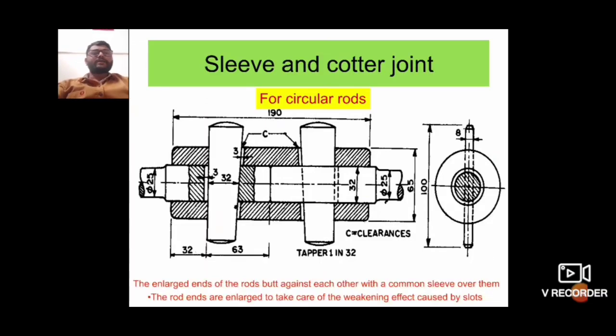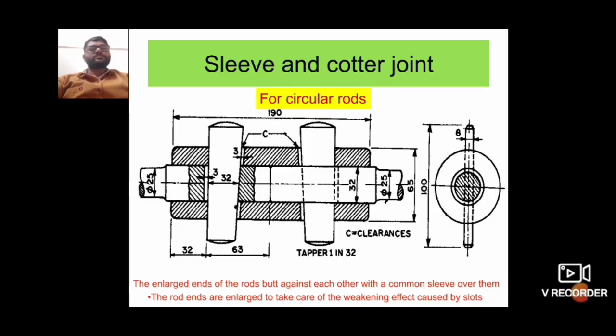So next is sleeve and quarter joint. This is one of the types of quarter joint, sleeve and quarter, that is for circular rods. The diagram shows the sleeve quarter joint, for circular rods. The enlarged ends of the rods butt against each other with a common sleeve over them.